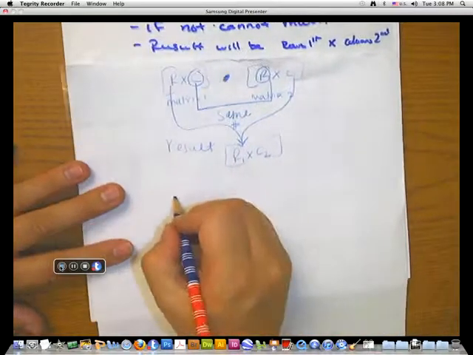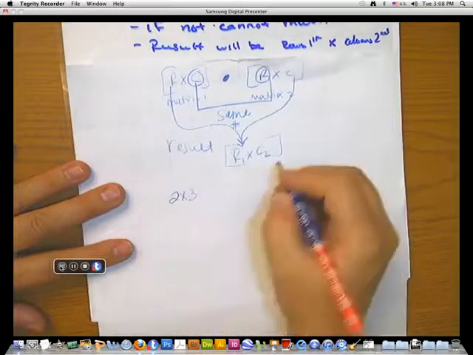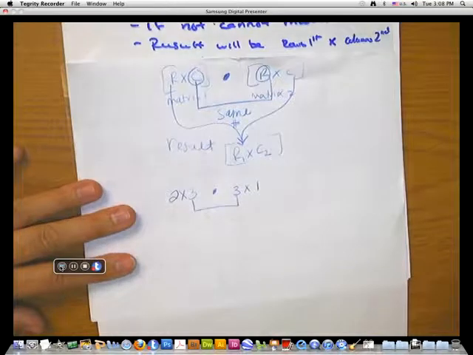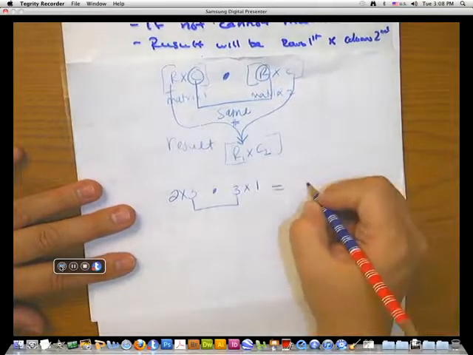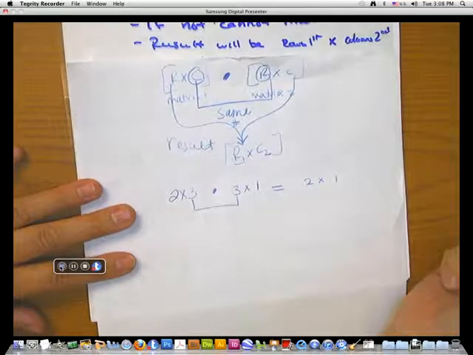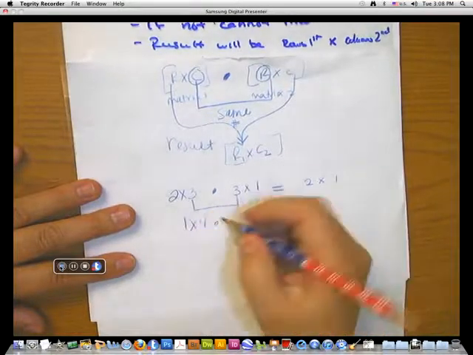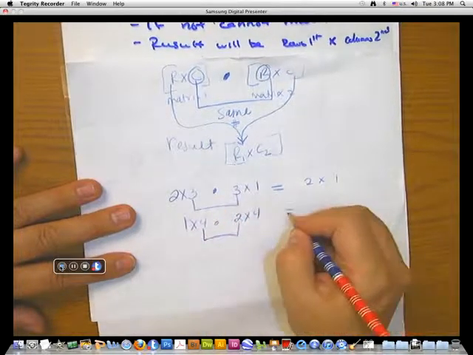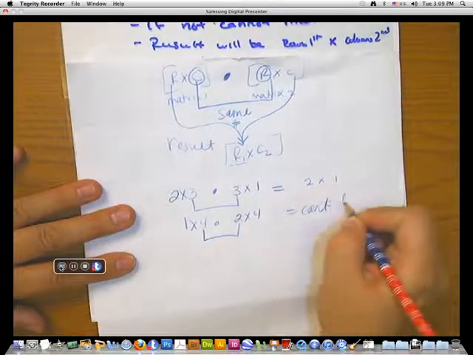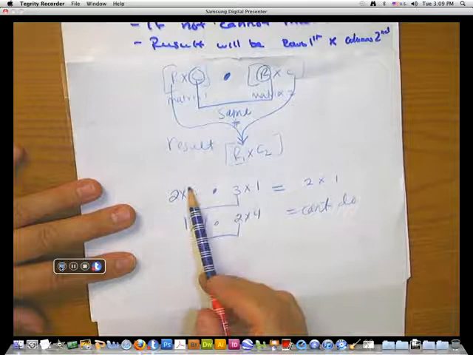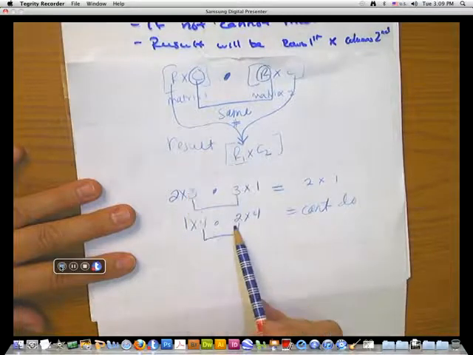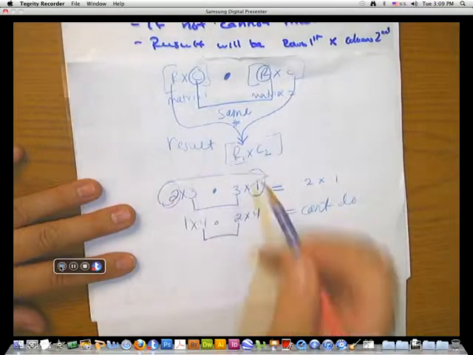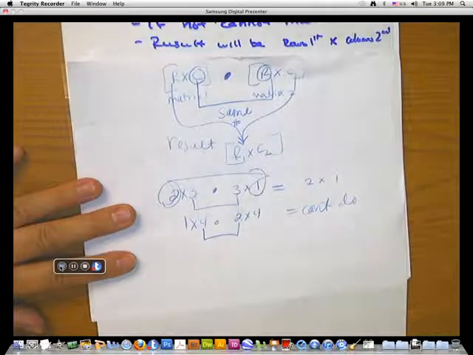So just for quick number sense, if I had a 2 by 3 and a 3 by 1 and I'm multiplying them, I can multiply because those are the same, and my result would be a 2 by 1. If I have a 1 by 4 and I'm multiplying it by a 2 by 4, those are not the same. I can't do it. In order to do it, the columns of the first and the rows of the second must be the same. Then the result is the rows of the first, columns of the second.